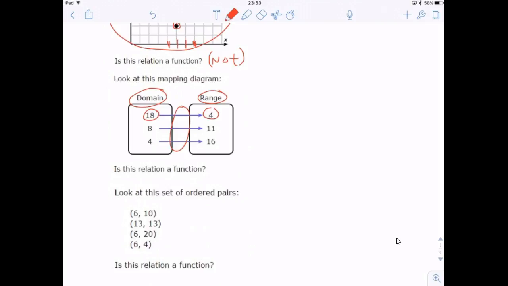What would that look like? It would look like this. If a player gets mapped to two different levels, it would have two arrows coming out of the same player. Okay? And that doesn't happen here, so this is indeed a function.